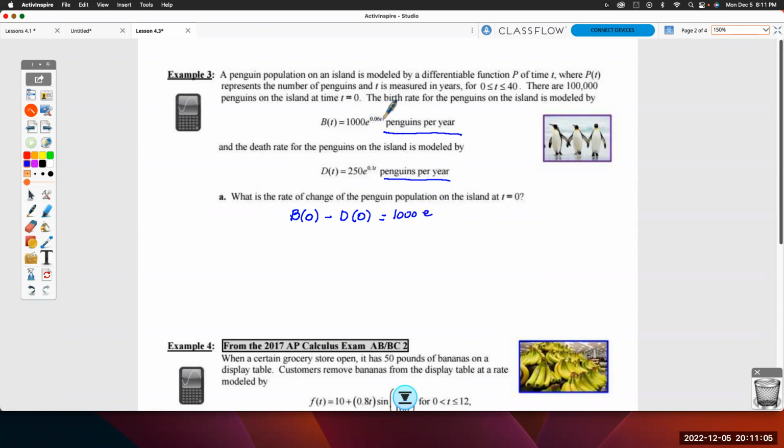e, if you plug in 0 for t, your exponent becomes 0. Same thing here. If t is equal to 0, then that reduces to 250, the death rate, e raised to 0. And we know that e raised to 0 is 1. So therefore, this is equal to 750. So the rate of change of the penguin population at t equals 0 is 750 penguins per year. And that's all this is asking.